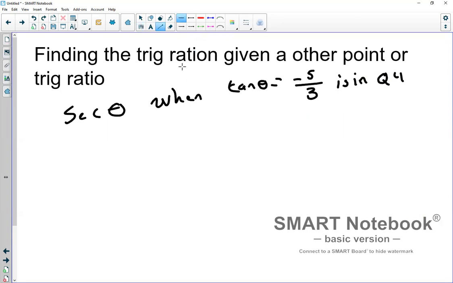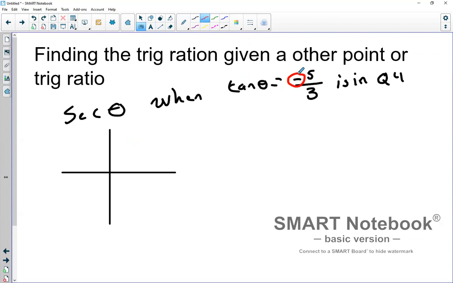And you're probably thinking, why does quadrant 4 matter? Well, first, let's think about this. I know tan equals 5 over 3, but very importantly, it's negative. In order for a tan to be negative, it must be in the second quadrant or the fourth quadrant.